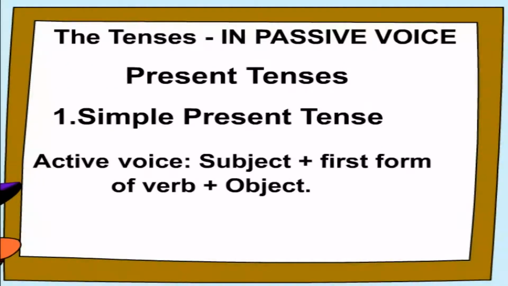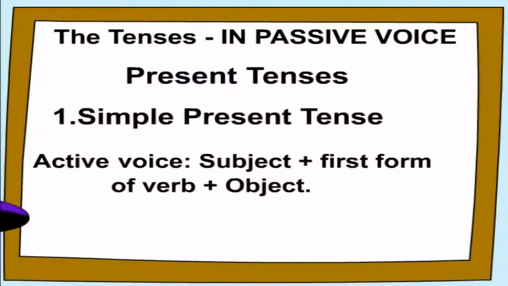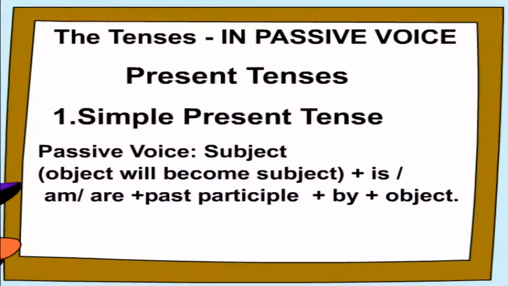Active voice: subject plus first form of verb plus object. Passive voice: the object will become the subject, plus is, am, are, plus past participle, plus by, plus object.